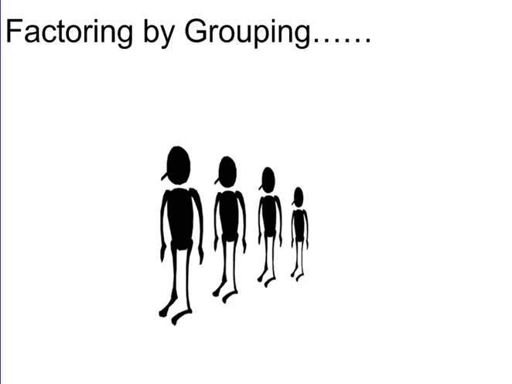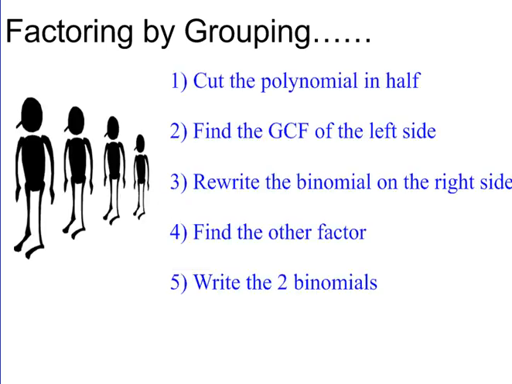Well, now let's talk about factoring by grouping. Factoring by grouping comes into play when we have 4 terms in the polynomial. So we're going to follow this little process. We're going to cut the polynomial in half, and then look on the left side and find the greatest common factor. Then we'll rewrite the binomial that we came up with on the left side. We're automatically going to drop it onto the right side, and then we're going to find the other factor that way, and then write the 2 binomials down, and those 2 binomials will work.